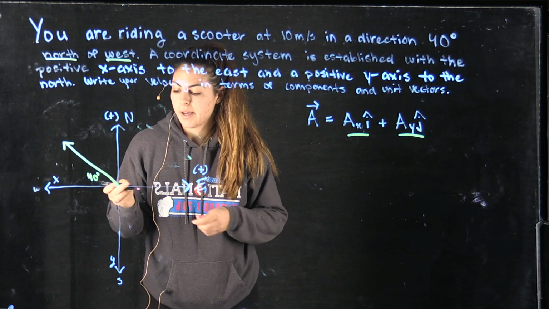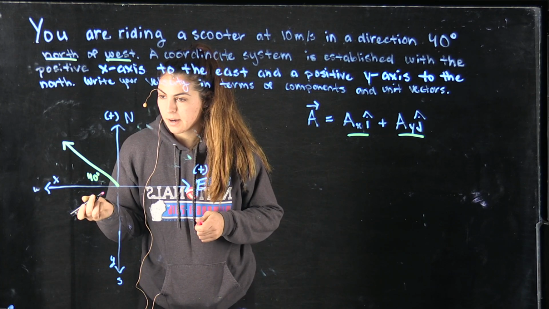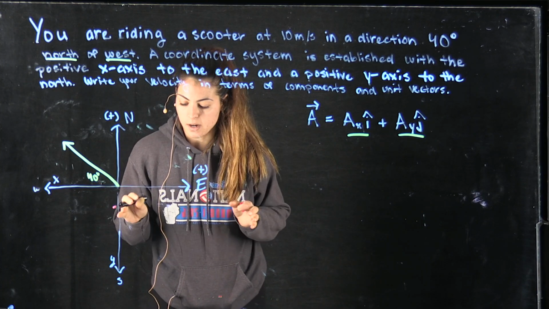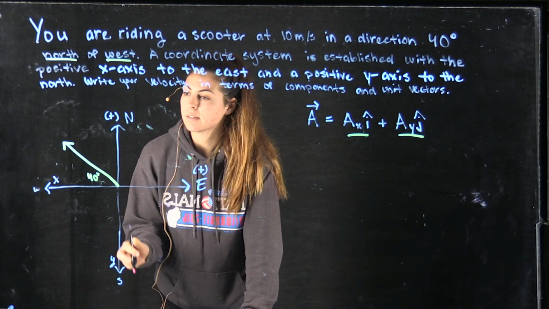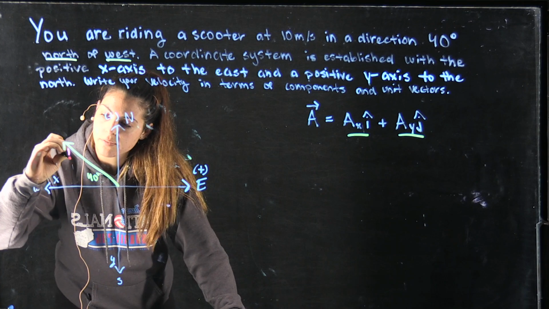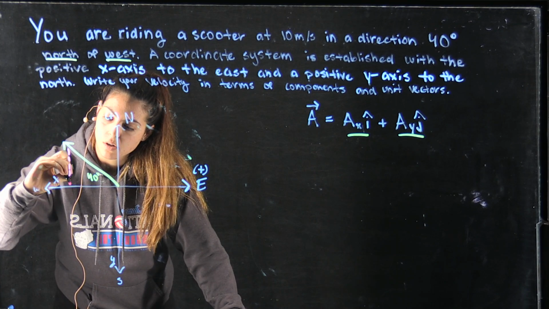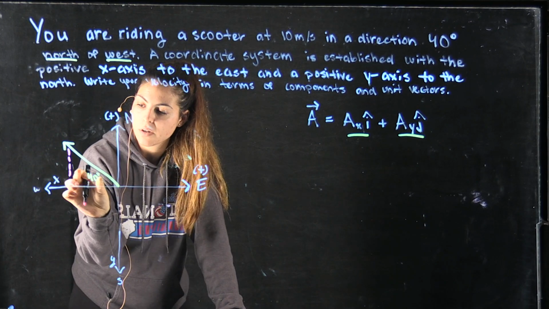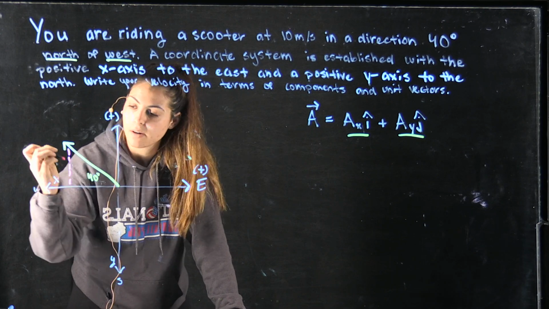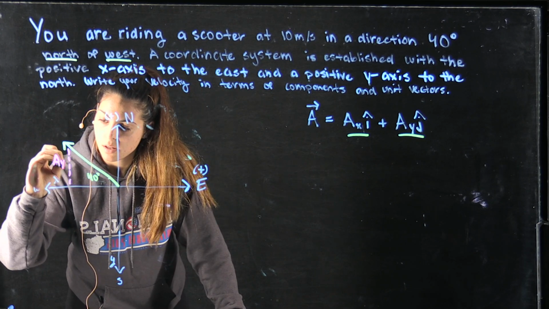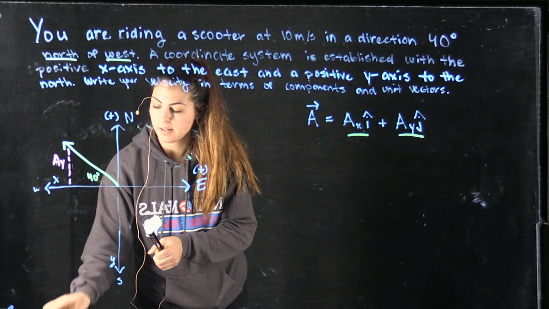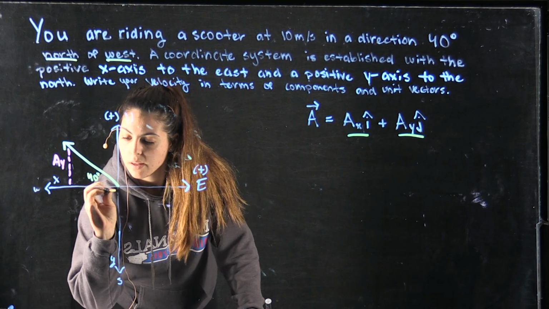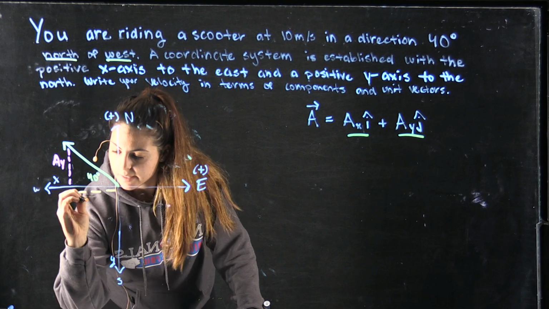Now we can find where A of x and A of y are. We need to find our scalars for this. Because this is 40 degrees, we're going to go off of this and make this our A of y, and then we're going to go off of this, in a different color, and this shall be our A of x.